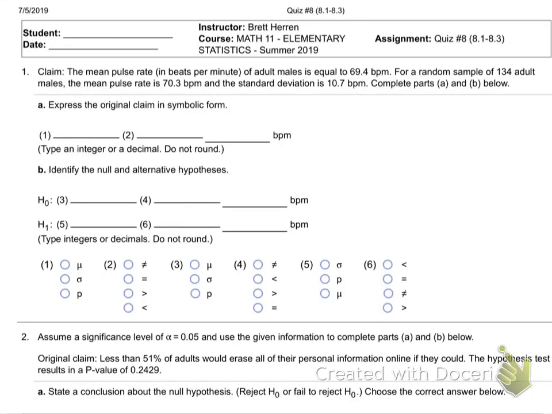Okay, so here we go on quiz number 8. This is kind of a long quiz. Alright, so let's get started.